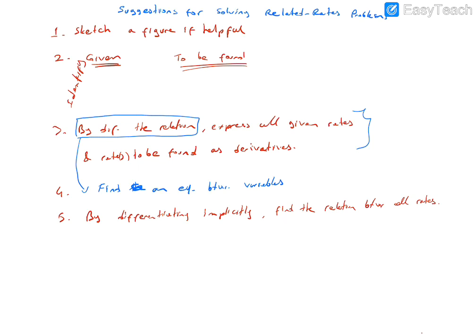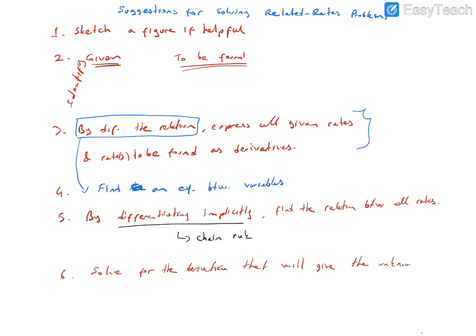Of course, when using implicit differentiation, you can use the chain rule when you need. And in the last step, solve for the derivative that will give the unknown rate. So solve for the derivative that will give the unknown rate.